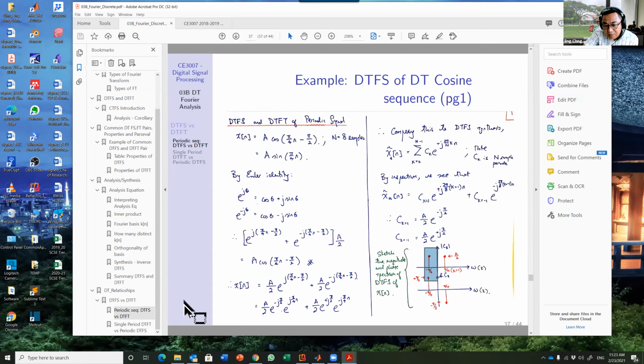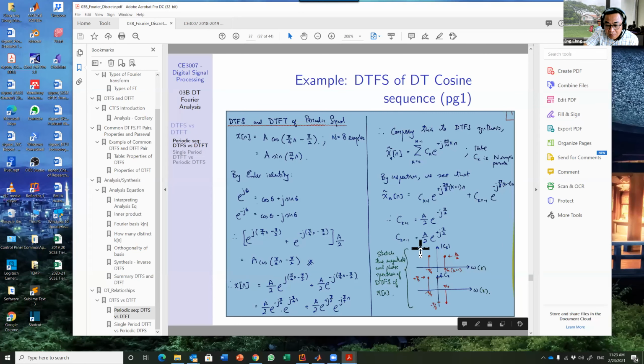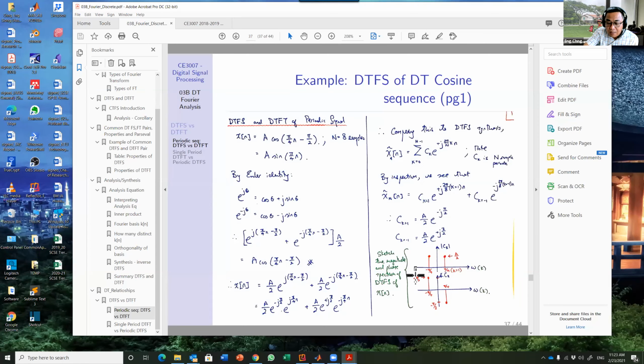So you study this example very carefully, and then you will be able to do part of the question in the exam. Now, what about the magnitude? The magnitude is always a mirror image of each other, and the phase is an odd image of each other. And now we figure out all the values of Ck for k equals 1 and k equals minus 1 in this example.